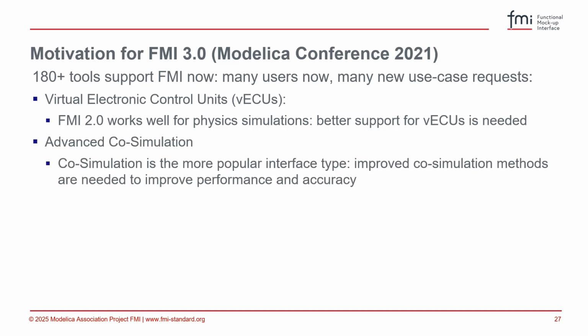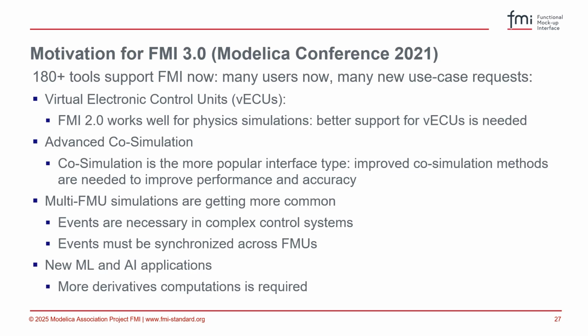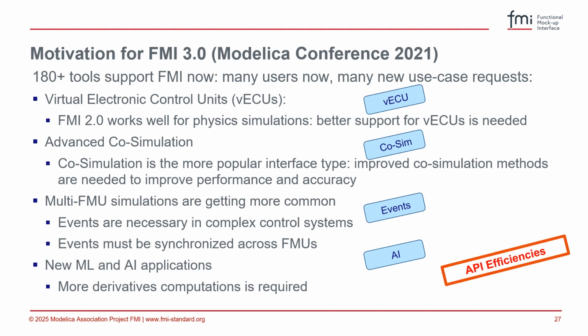There were advanced co-simulation FMUs, where the advanced algorithms needed new features. There was the general trend for larger simulation systems with multiple FMUs, and for example also with discrete behavior and events that have to be synchronized across FMUs, and new use cases like machine learning, where for example adjoint derivatives are needed for efficient training. And FMI 3 addressed all these new needs by making the API better and richer for these new use cases.